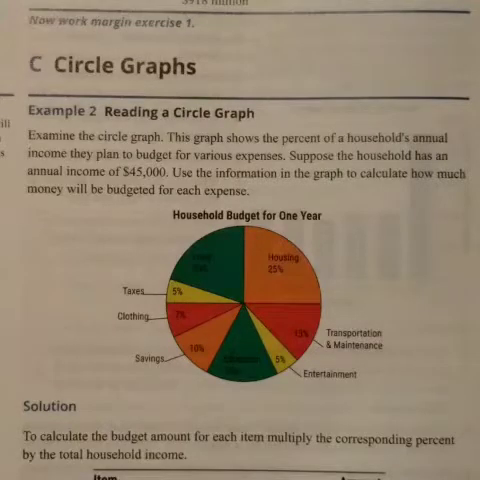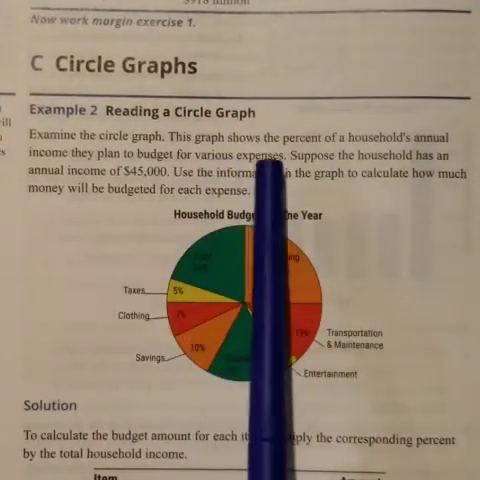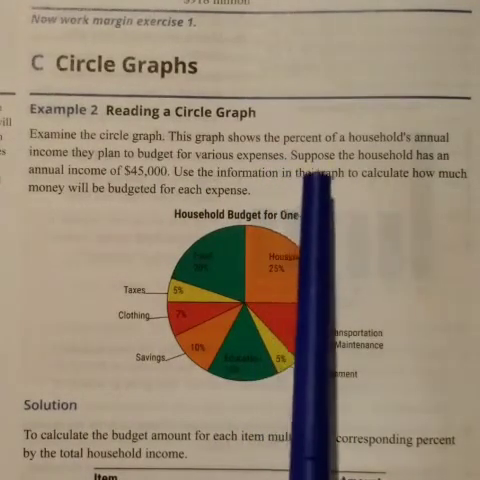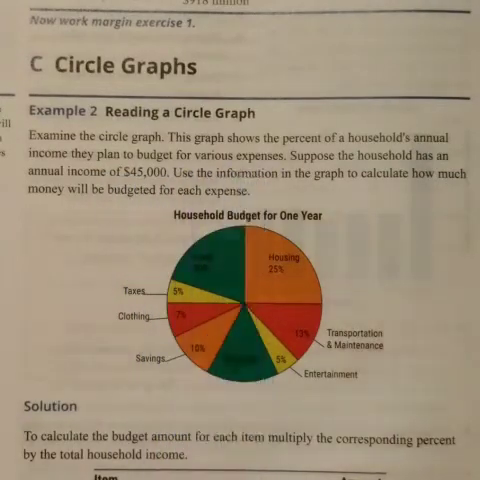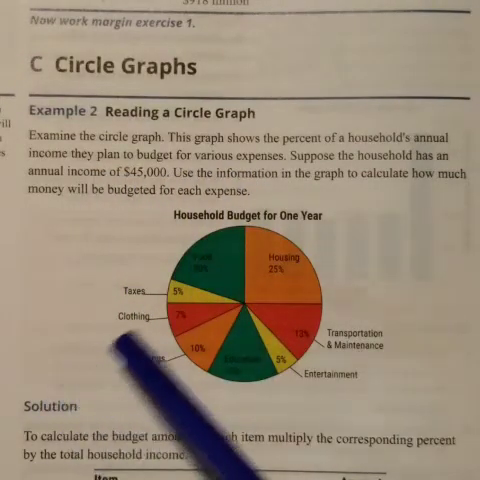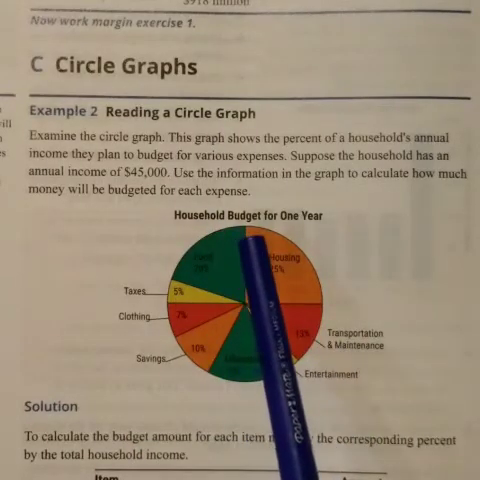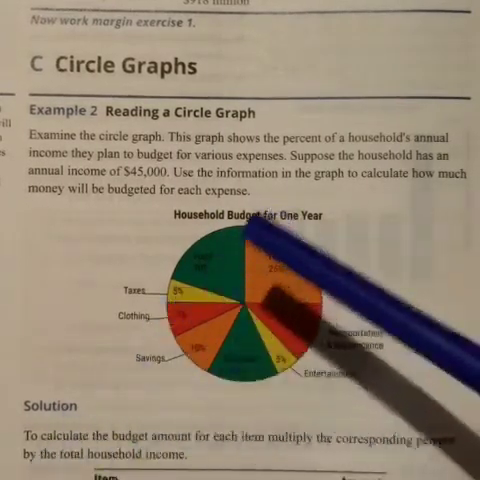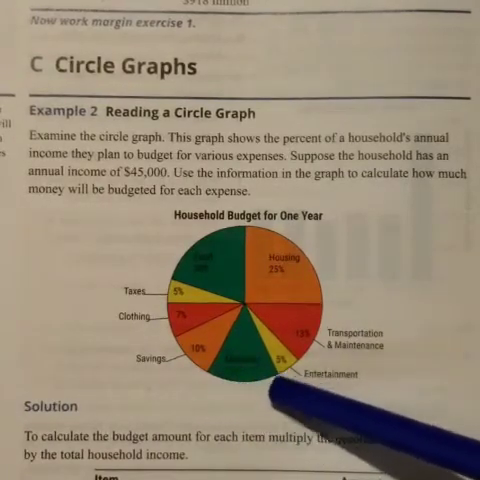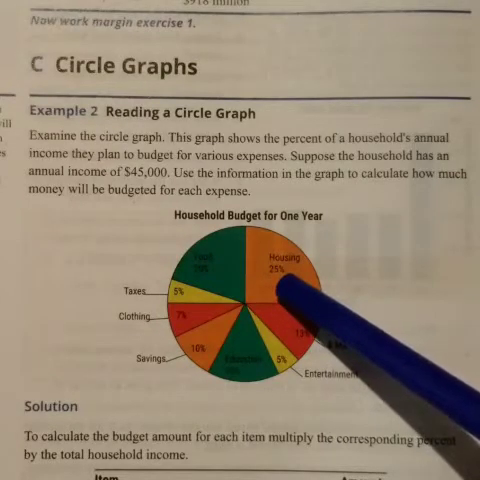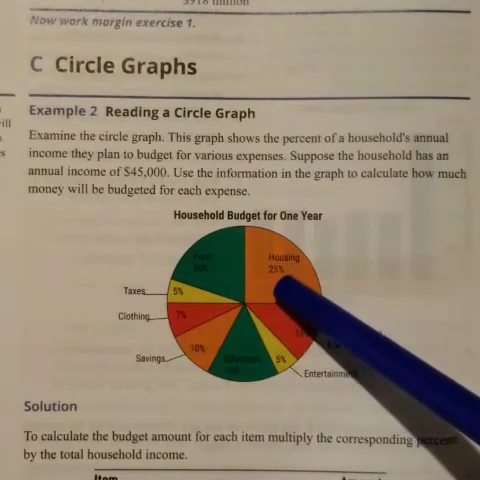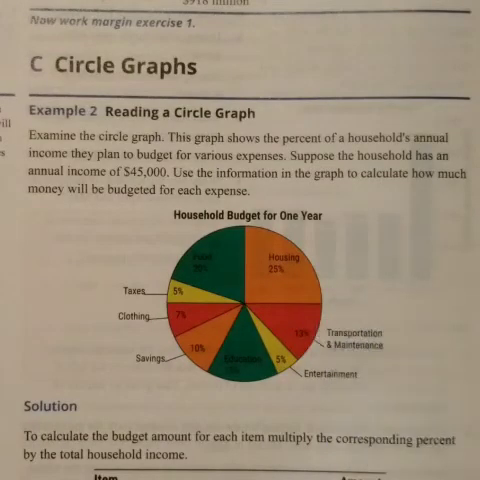Alright, and so in this example it says that the graph shows the percent of a household's annual income that they plan to budget for various expenses. Okay, well that's pretty good. If you just look at the chart itself, it says household budget for 1 year, and it has a bunch of slices out of this pie with percentages. So they're planning to spend 25% of their budget, of their annual income, on housing, and 13% on transportation maintenance, 5% on entertainment, and so forth, all the way around the list.